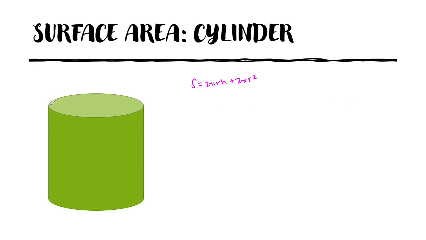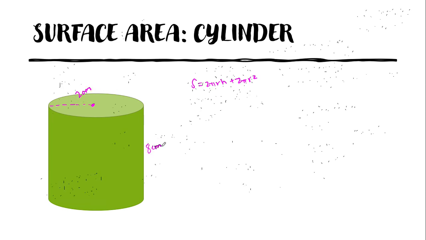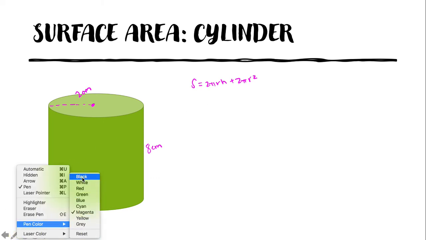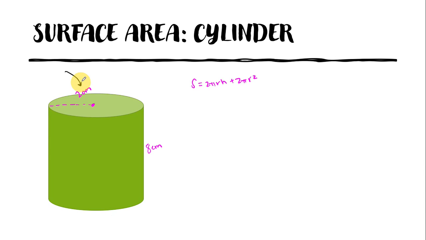We're going to do this with some easy numbers here. So what does 2 represent in my problem? 2 represents the radius. How do we know it's the radius and not the diameter? Halfway across. That's right. 8 centimeters represents what? My height from base to base. So from base to base is my height, so that's 8. So I'm going to label that h. So I have my h and I have my r.